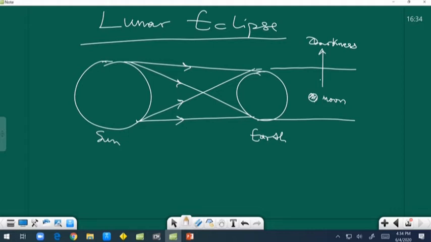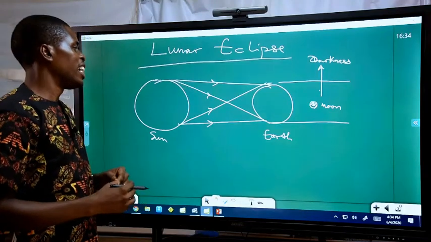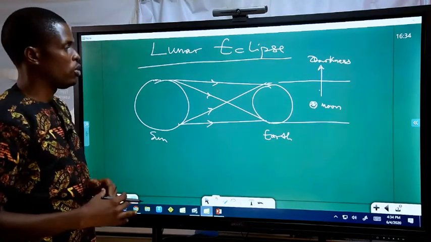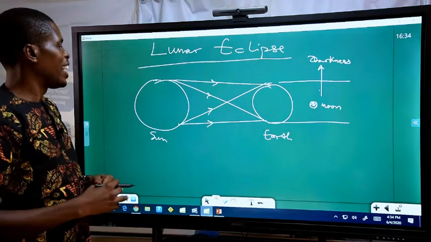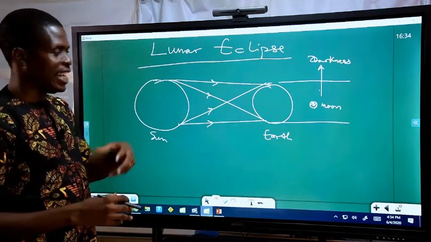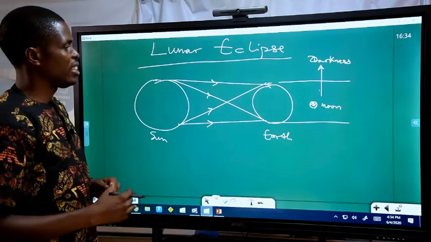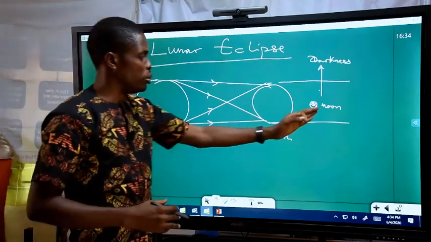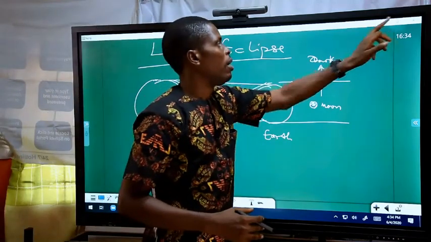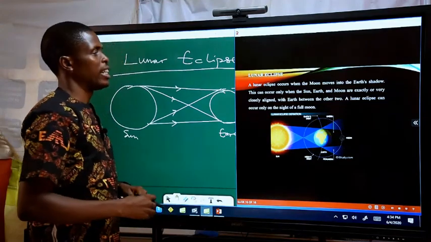That means we are saying that the earth will come between the sun and the moon. That is the eclipse of the moon by the earth. The earth blocks the light that was supposed to get to the moon. Okay, so that is for the lunar eclipse.